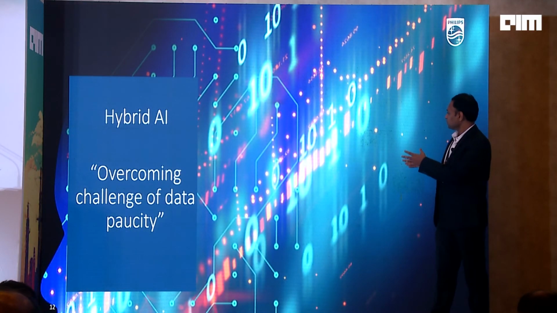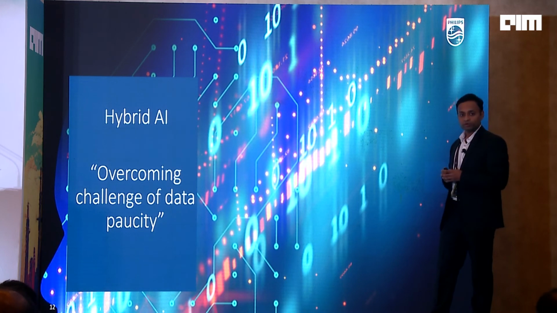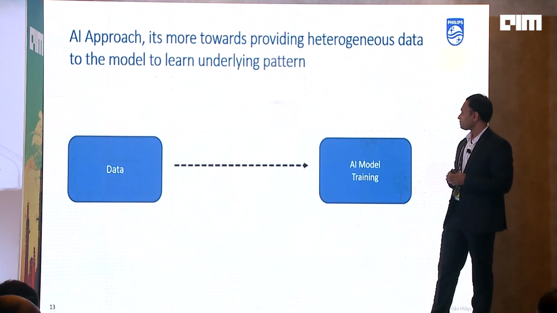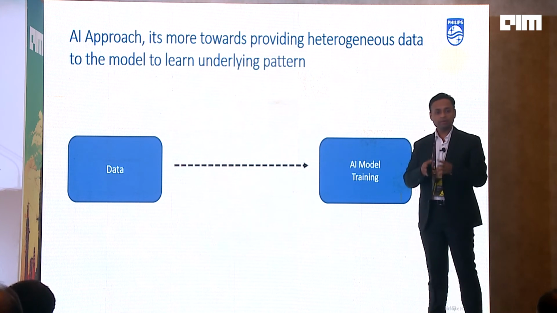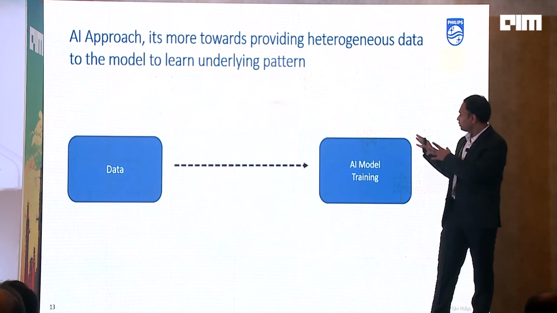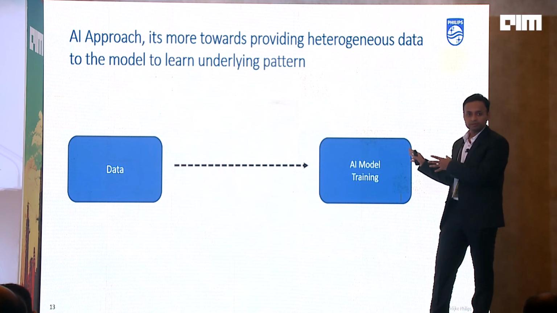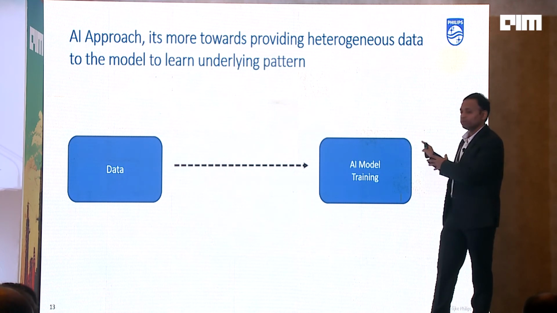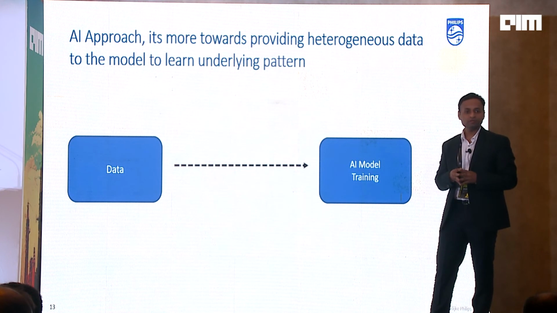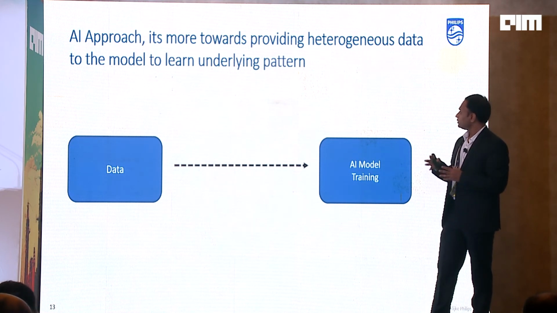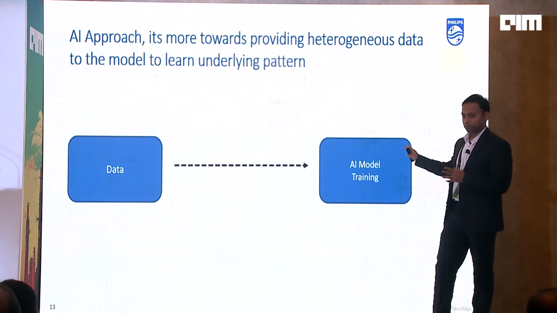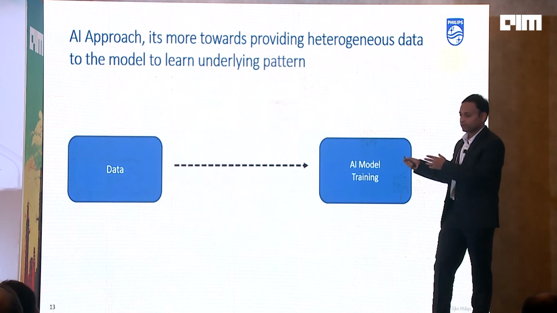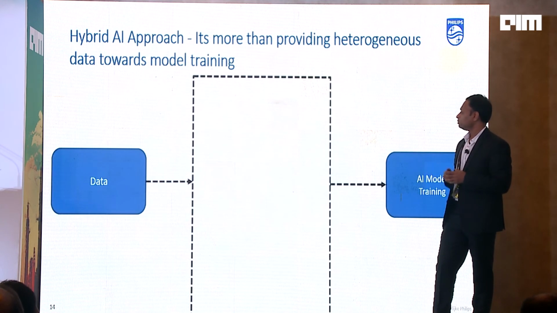So the first part of the solutioning would be to overcome the challenge of data paucity that we have using a hybrid AI. And we go into what it means. In a traditional AI-driven approach, it's all about collecting the data, applying it to one of the best models that are available, and then it has an ability to spit out whatever the class is, if it is a classification problem, right? But even though the data is heterogeneous in nature, we'll still have a challenge with this approach if the intermediary steps are not taken care of. And what we mean by hybrid AI is the following.